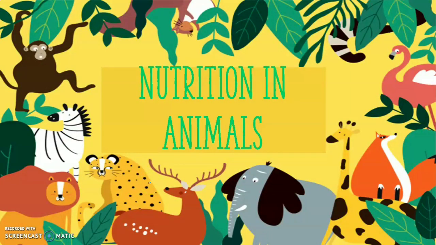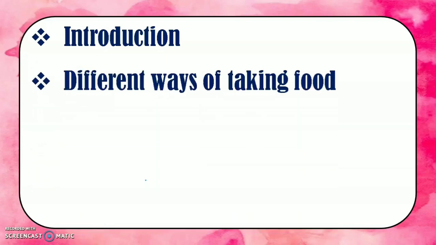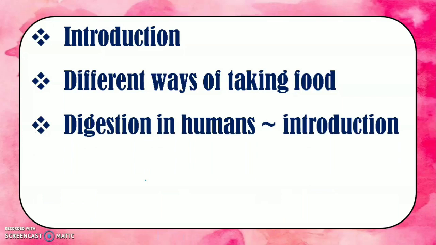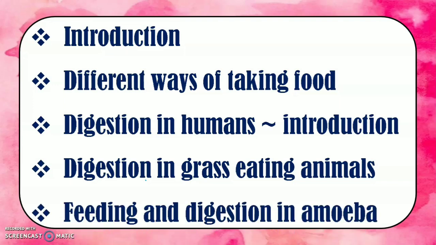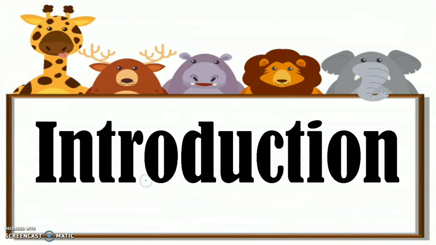Today we're going to do class 7th, chapter 2, Nutrition in Animals. So first we're going to do the introduction, then the different ways of taking food, then digestion in humans, then digestion in grass-eating animals, and then feeding and digestion in amoeba. So let's talk about the introduction first.